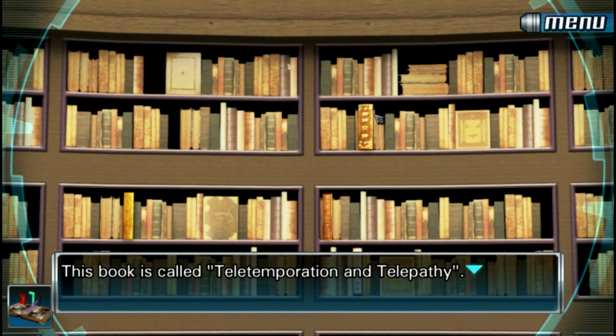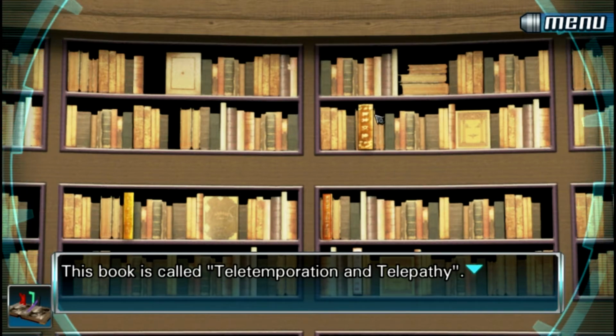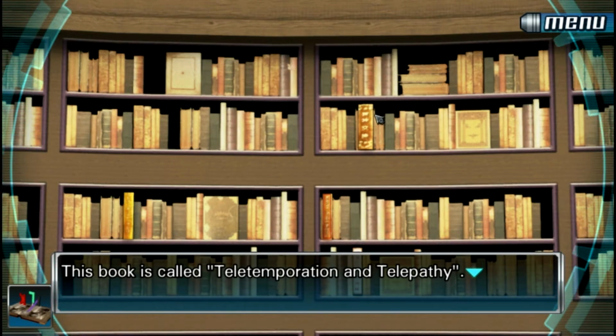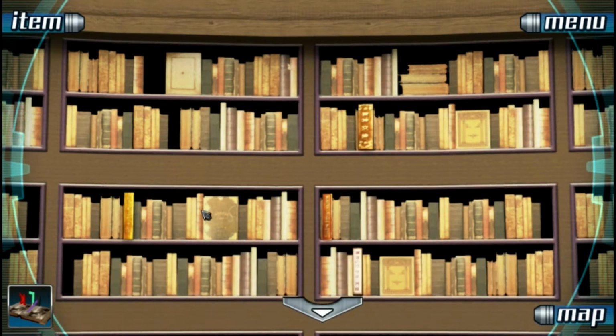Well, we know that time is relative to space. To travel only through time? Either way.